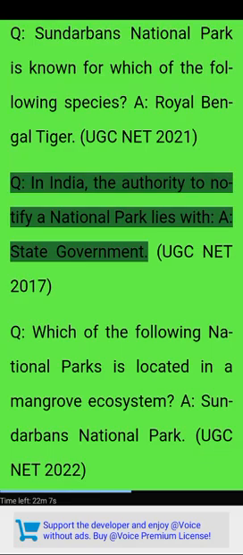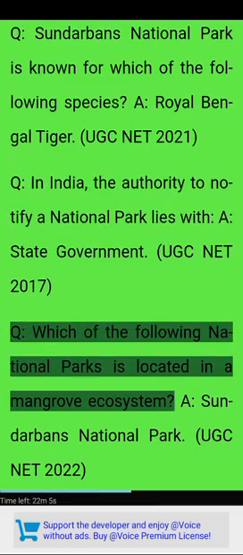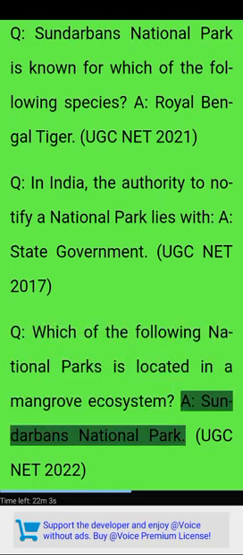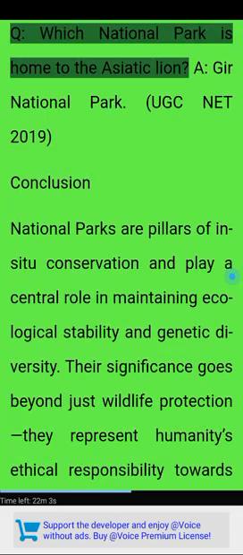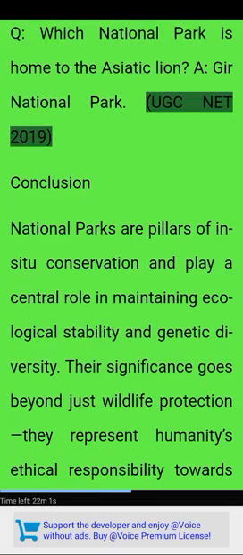Q. In India, the authority to notify a national park lies with? A. State government, UGC NET 2017. Q. Which of the following national parks is located in a mangrove ecosystem? A. Sundarbans National Park, UGC NET 2022. Q. Which national park is home to the Asiatic lion? A. Gir National Park, UGC NET 2019.